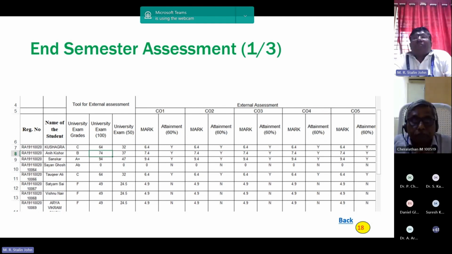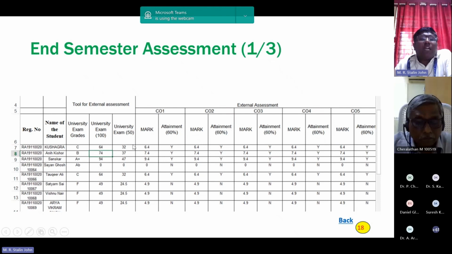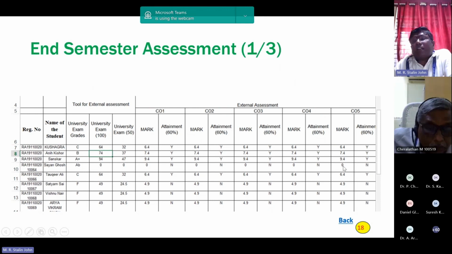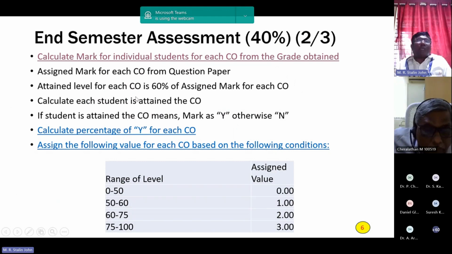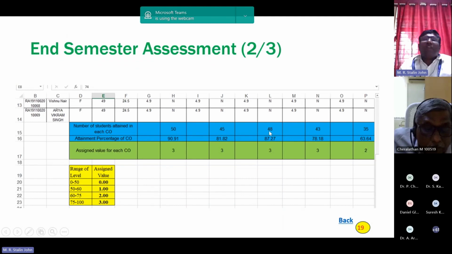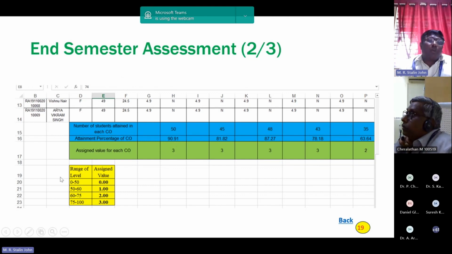If 5 COs are there, we divide the total mark by 5, and whatever the assigned mark is, we also divide by 5, and we check the assessment value, whether 60% is attained or not. Then we assign the mark from the question paper and the attained mark, everything is the same, and we calculate the percentage of yes like the previous one. We calculate the percentage of how many students have passed. So we calculate the percentage of CO. Then we look at the table.